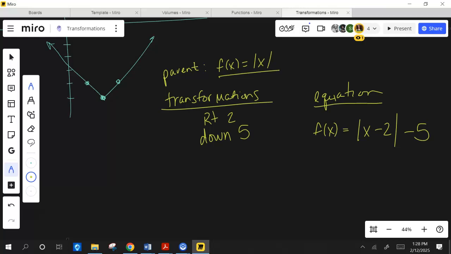So now what is your vertex here? 2, -5. What is your domain? All of these will be negative infinity, infinity on domain. What about the range?